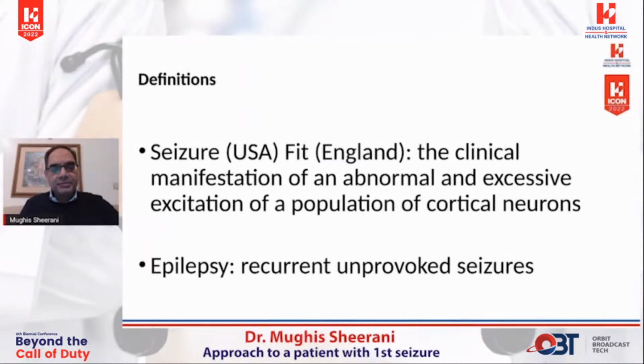Some definitions are interesting. In United States, seizure is an epileptic seizure, and in England, this seizure is called a fit. In United States, if you call a seizure a fit, they will think that you are talking about a psychiatric illness. But usually seizure is a clinical manifestation of abnormal, excessive excitation of a population of cortical neurons, which are hypersynchronous, as we discussed before. And what is epilepsy? Epilepsy is if you have 2 seizures which are recurrent and unprovoked, then the patient would be an epileptic.